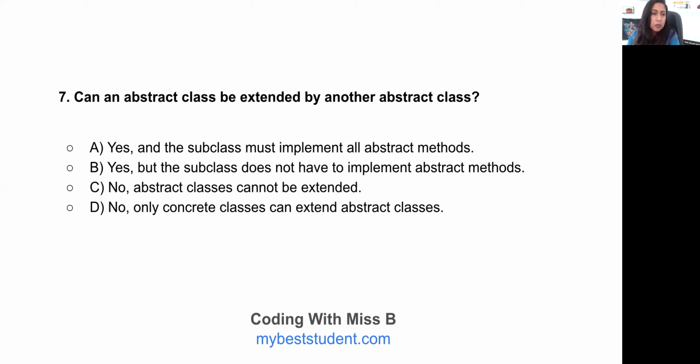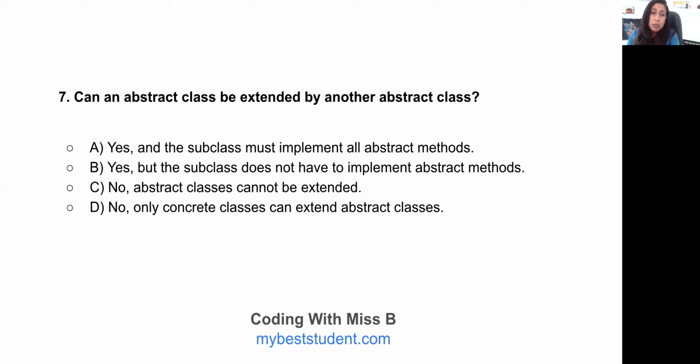So C is out. Of course, abstract classes can be extended. D. No, it is not important that only concrete classes should extend abstract classes. Let's look at A. Yes, and the subclass must implement all the abstract methods. And B, yes, but the subclass does not have to implement all the abstract methods. So the choice is between A and B.